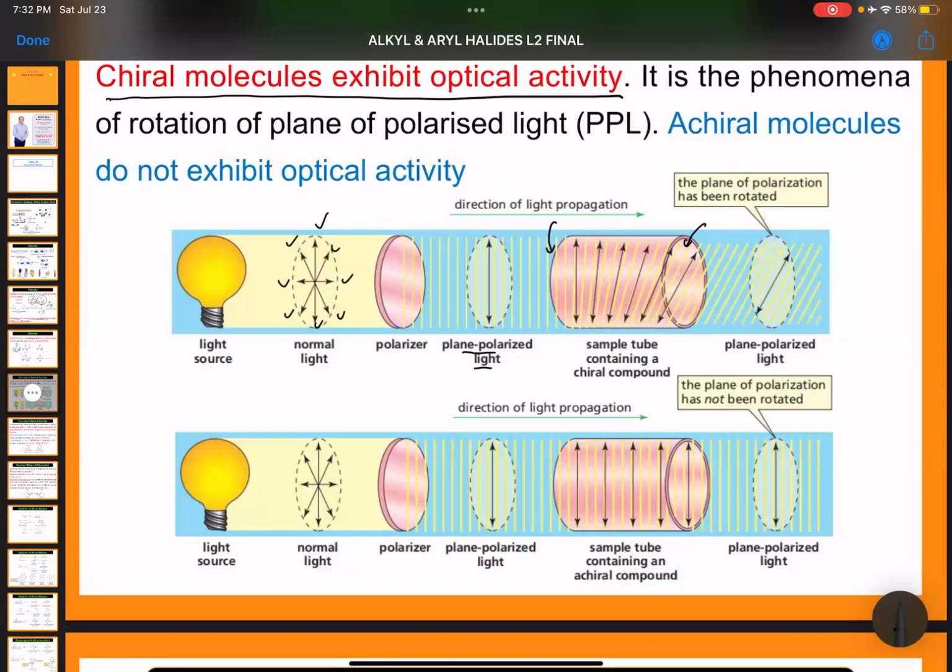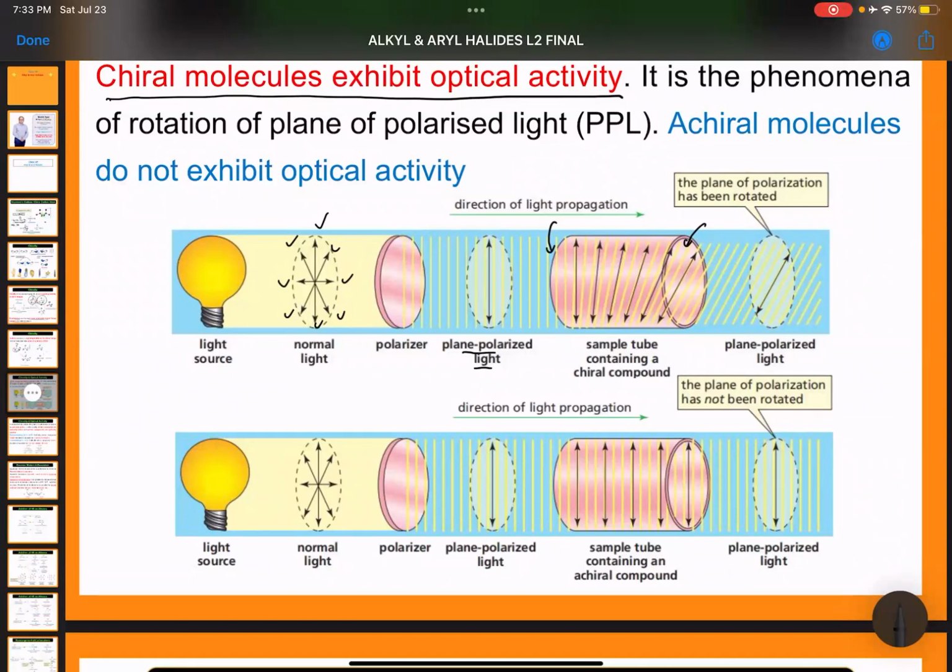Okay, is it clear? So chiral molecules are optically active. Optical activity is a phenomenon of rotation of plane polarized light. Chiral molecules rotate the plane of polarized light. Chiral molecules are non-superimposable on their mirror image. That's what the word chiral means. The original molecule and its mirror image are both non-superimposable, and both are chiral. They are known as enantiomers. They are mirror images.